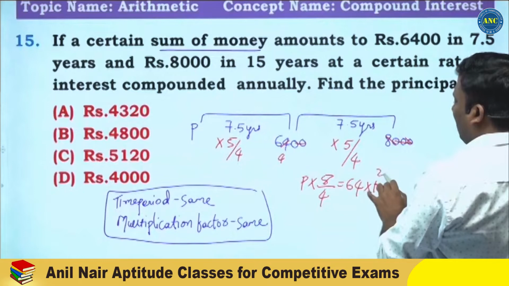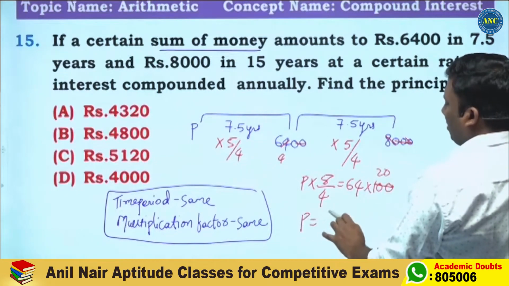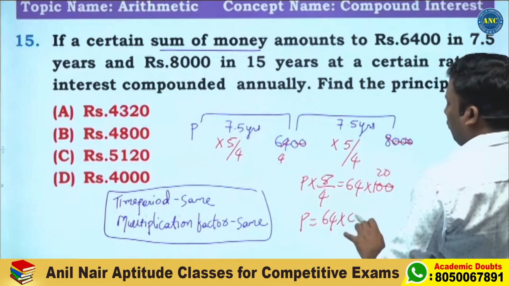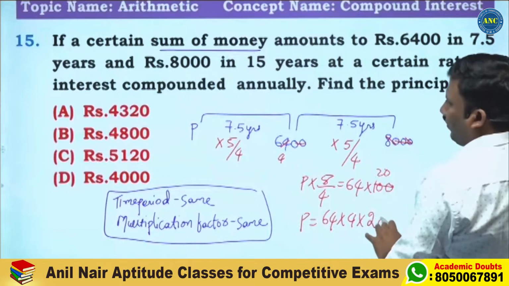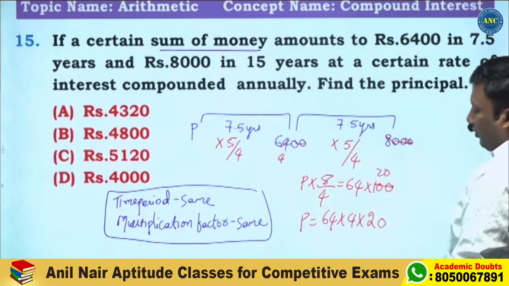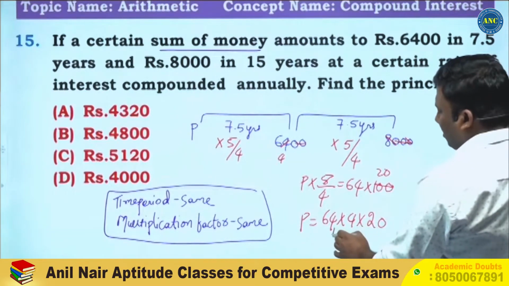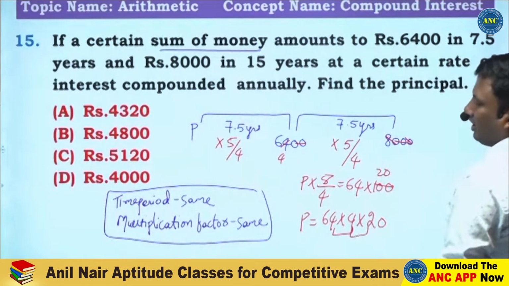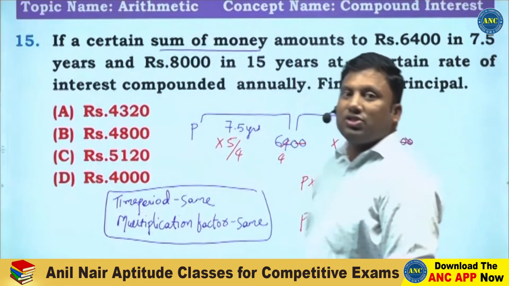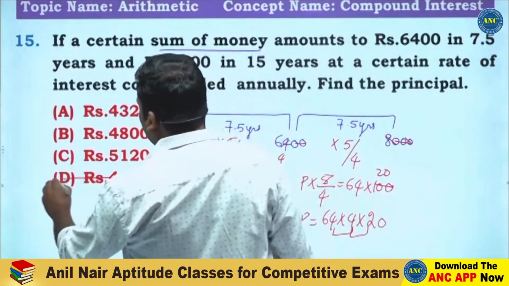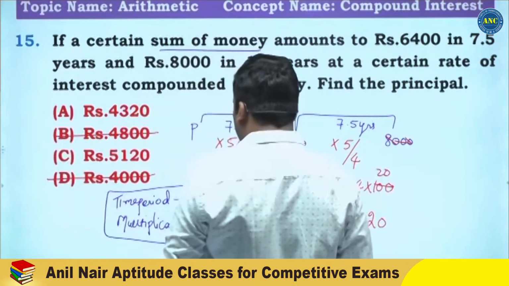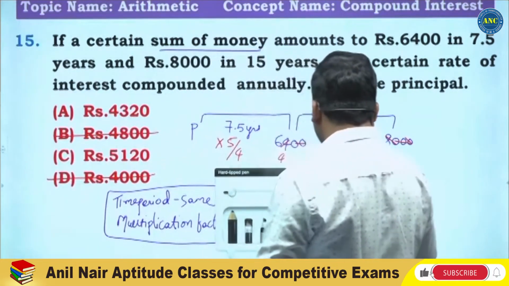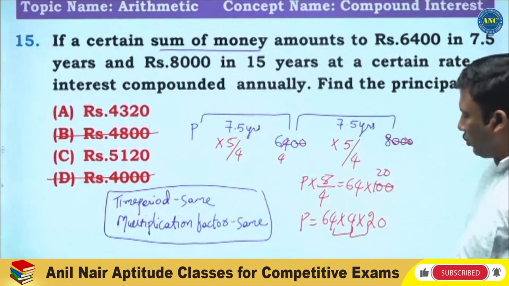5 ones are, 5 20s are. So P is 64 into 4 into 20. Now if you see here, 4 4s are 16, 16 2s are 32. The rightmost non-zero digit should be 2. Two options are there. The rightmost non-zero digit should be 2.